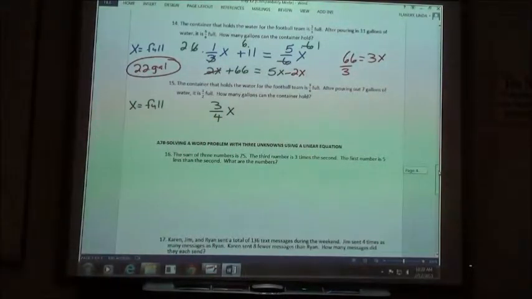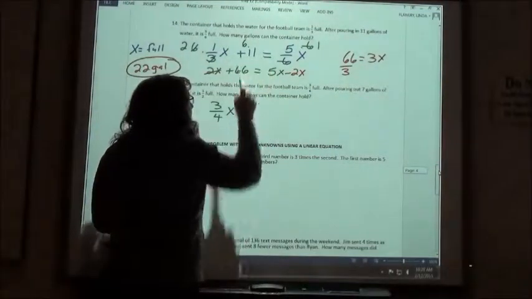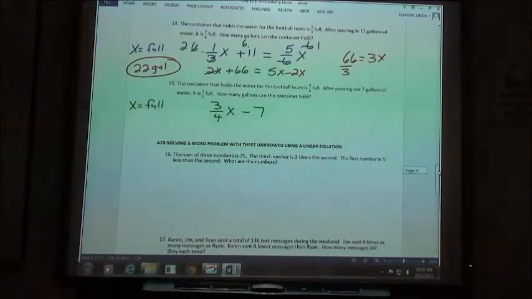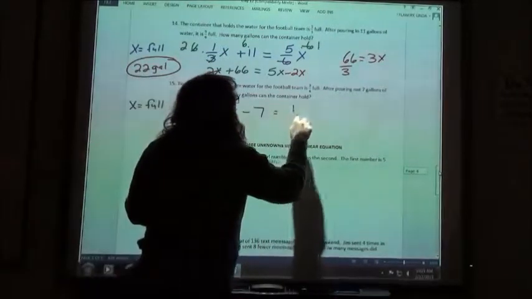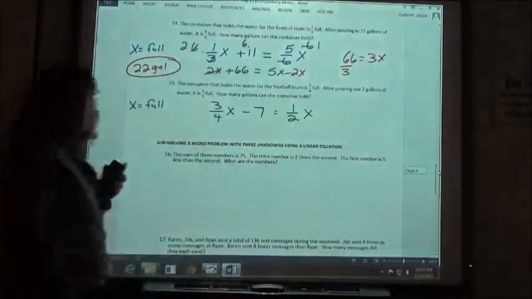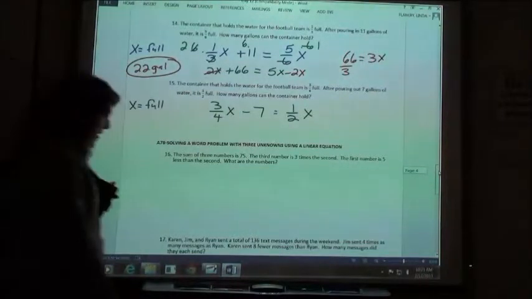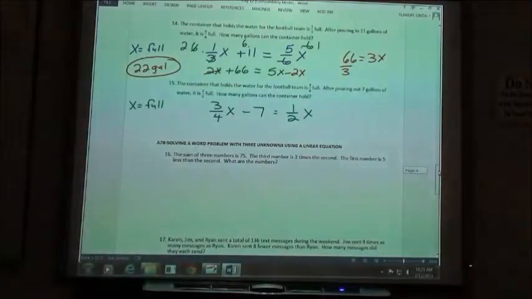I'm going to pour out 7 gallons. So in this case, instead of adding, I'm going to take water out of my container. So I'm going to subtract the 7 gallons. After I pour out 7 gallons, my container is only half full. Again, since I've got those fractions, first thing I want to do is get rid of the fractions. I'm going to multiply by the common denominator of 4.